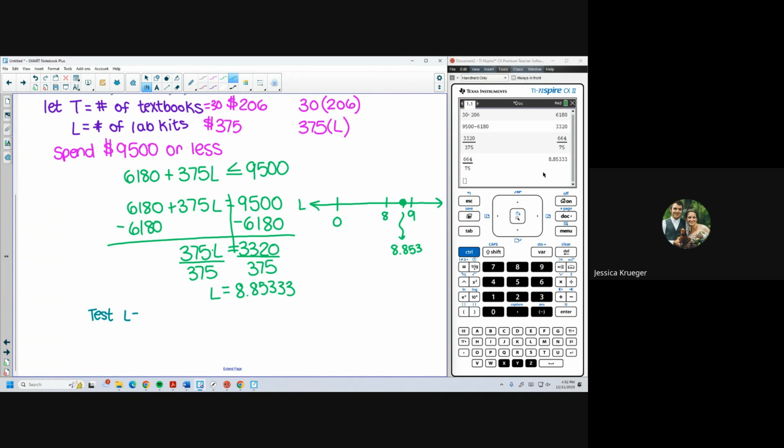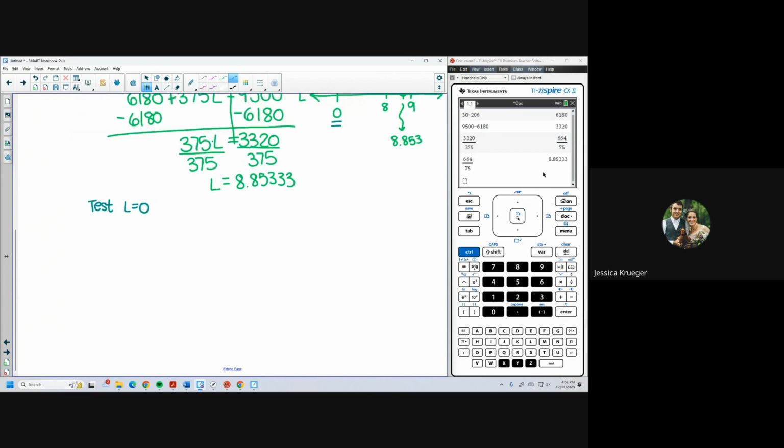So I'm going to test L equals 0. If I buy 0 lab kits, will I be under my $9,500? Hopefully it makes sense that we will be, but let's plug it in to make sure. So 6,180 plus 375 times 0 needs to be less than or equal to 9,500. So this becomes 6,180 plus 0, and I get 6,180 is less than or equal to 9,500.